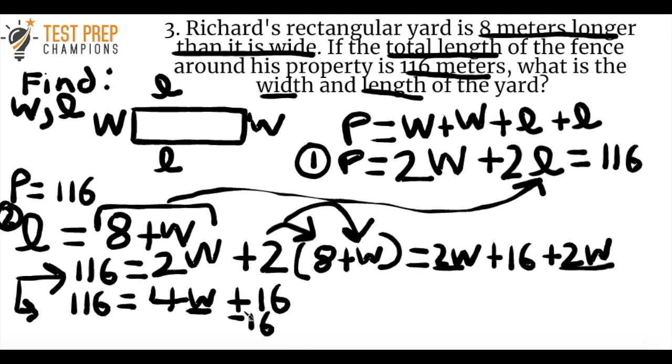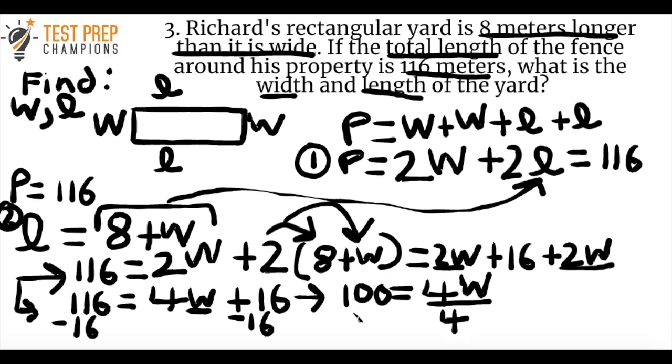We've got plus 16, so we do minus 16, and whatever you do to one side, you also do to the other. So we could rewrite this as 100 is equal to 4W, because 116 minus 16 is equal to 100. Now we want to get W by itself. We've got 4 times W, so we want to divide both sides by 4. This goes away, and 100 divided by 4 is 25. So 25 equals W. We found our width. The width is equal to 25.